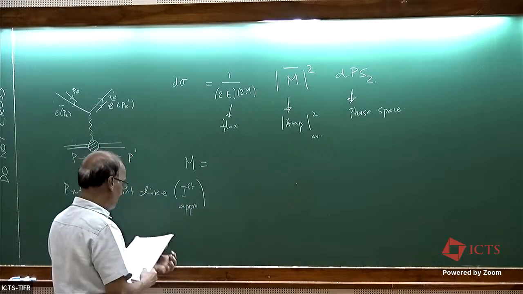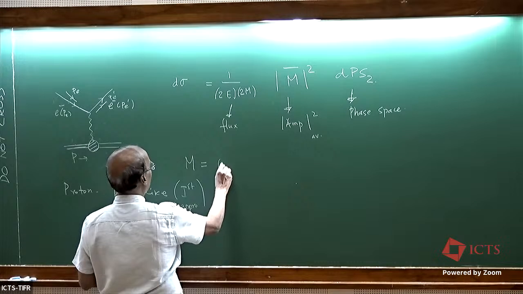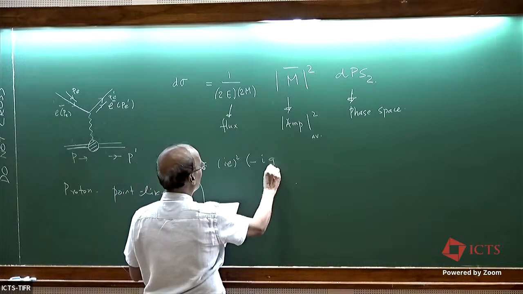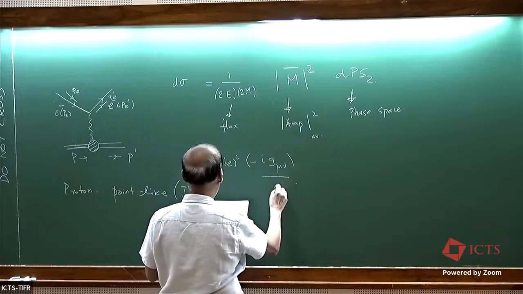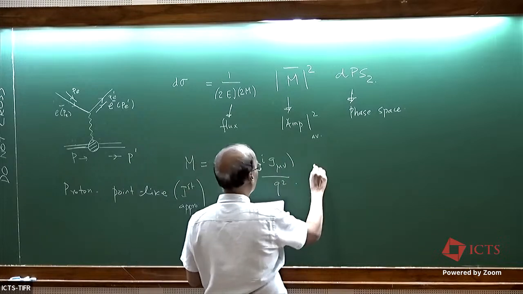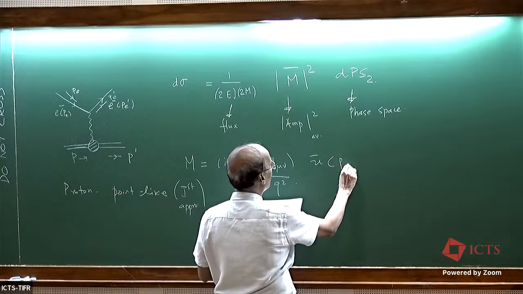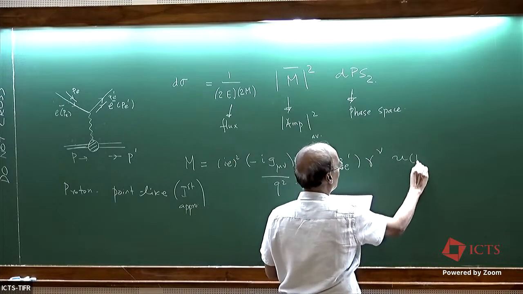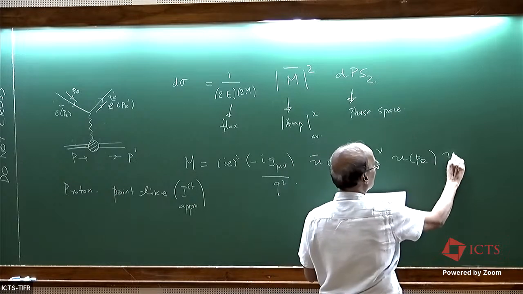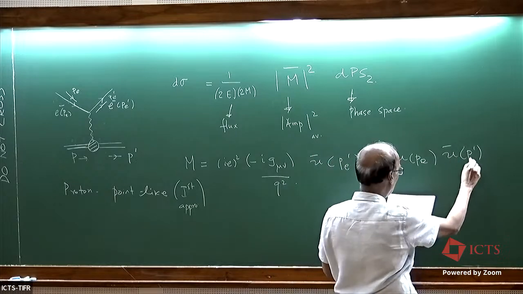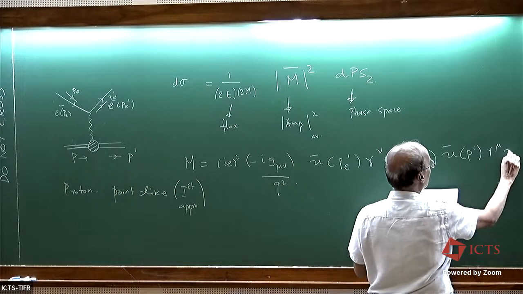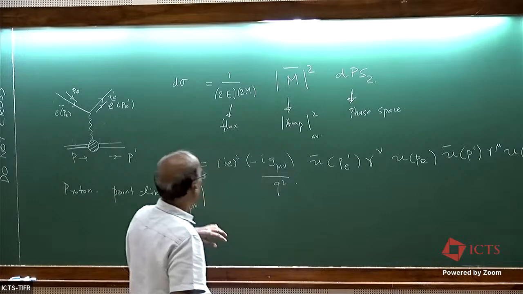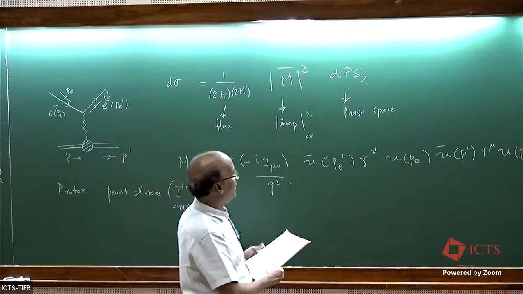Okay, if I assume this, then any textbook, or any field theory book, will tell you this is something like this. The amplitude for this process is e square times u bar of P prime gamma nu u of P. This is for the proton. It's just the product of two currents actually.